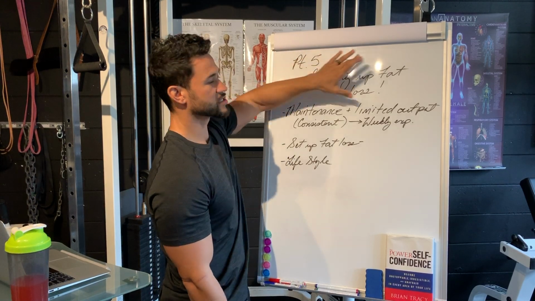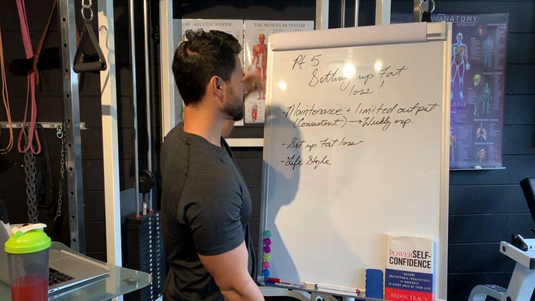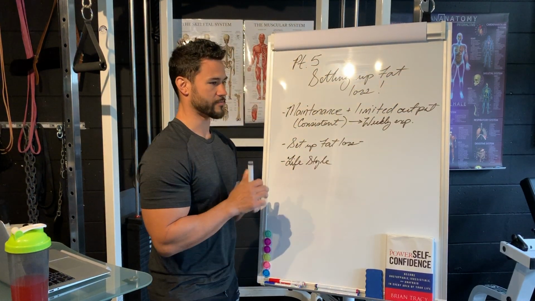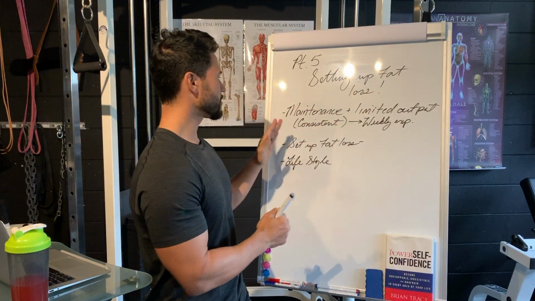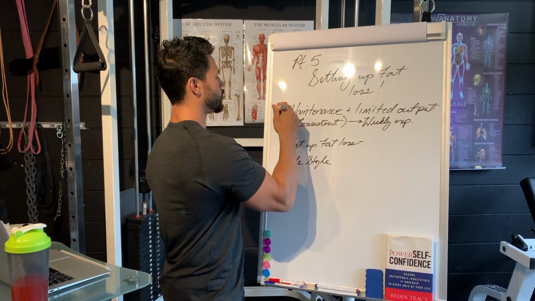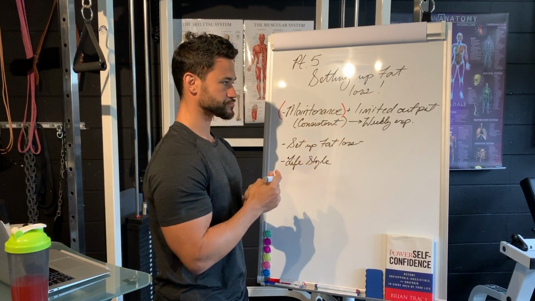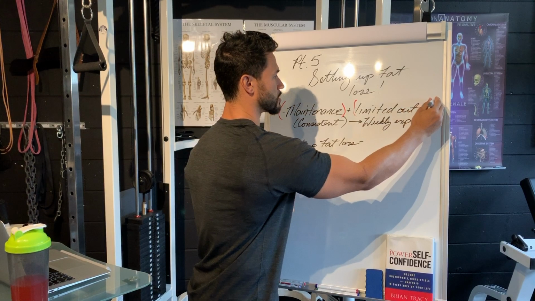Part 5, setting yourself up for fat loss. So the first thing that we want is to create an ideal scenario of making sure that we know exactly what your maintenance calories are and you have a limited caloric output.